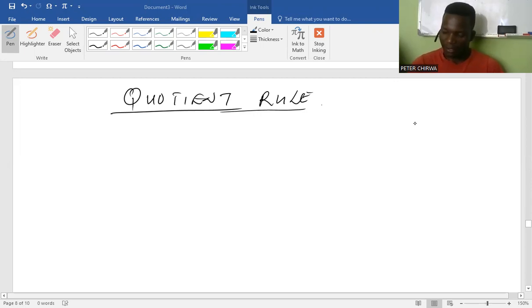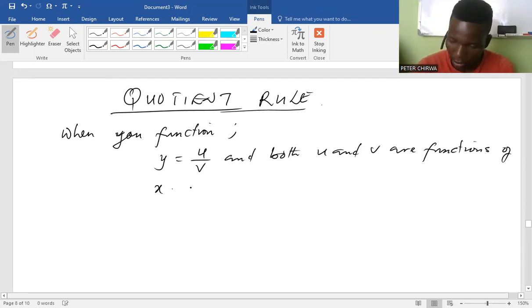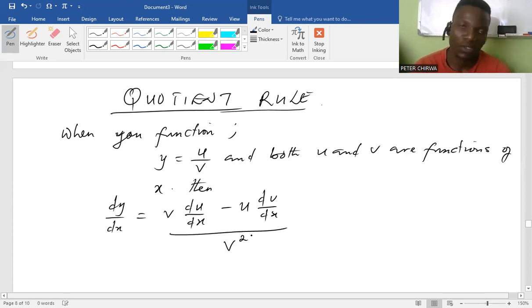Let's get started. When you have a function y equals u over v, and both u and v are functions of x, then the derivative, the change in y with respect to x, is v times the change in u with respect to x minus u times the change in v with respect to x, all over v squared.